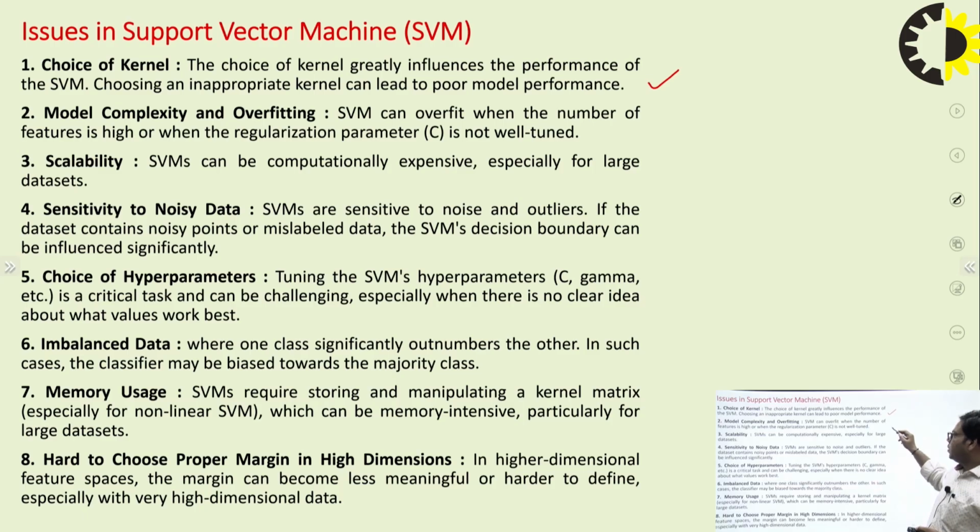Next is model complexity and overfitting. The overfitting issue arises only when there is a high number of input features. Only then can we have the overfitting issue. Otherwise, SVM deals very effectively with overfitting. Okay, the third is scalability. Scalability means that when we are scaling our data size or data set, the model must be able to perform well.